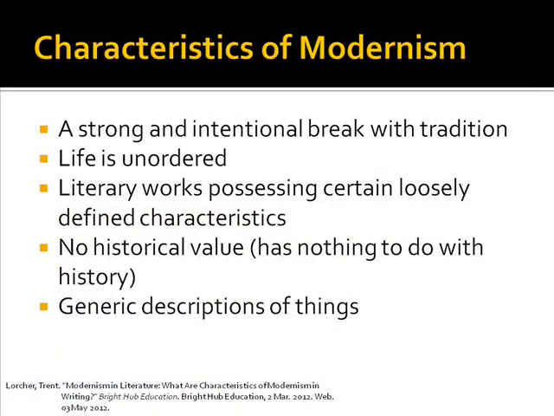Some characteristics of modernism in literature are a strong and intentional break with tradition, life is unordered, literary works possessing certain loosely defined characteristics, no historical value, it has nothing to do with history, and general descriptions of things.